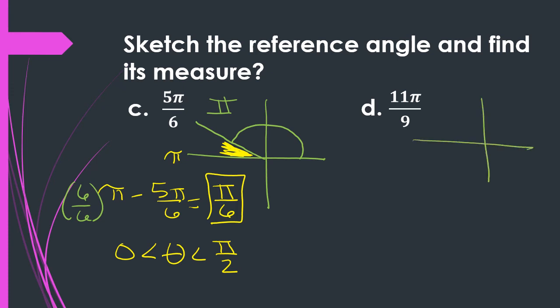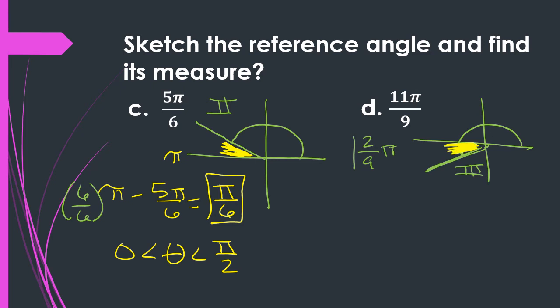So 11 pi over 9 is really 1 and 2/9 pi. So if I come over here, 1 pi puts us in quadrant 3. 2/9 is actually less than a half, so it's going to be somewhere over here in quadrant 3. The location of my reference angle is right here.